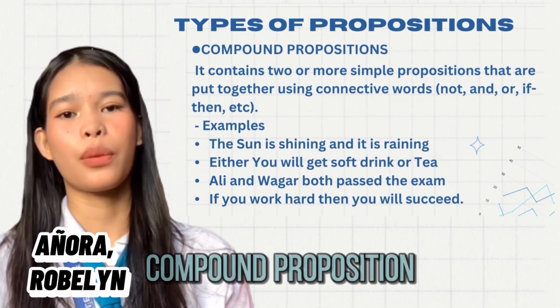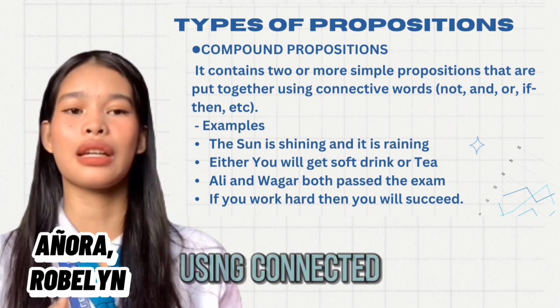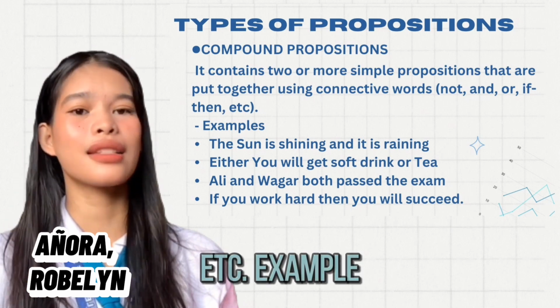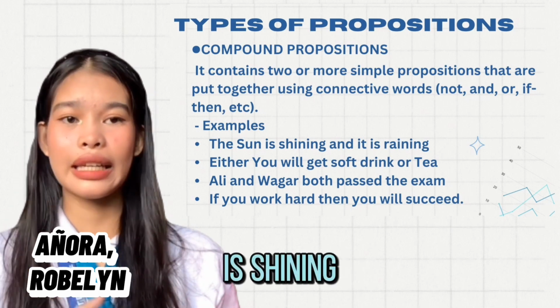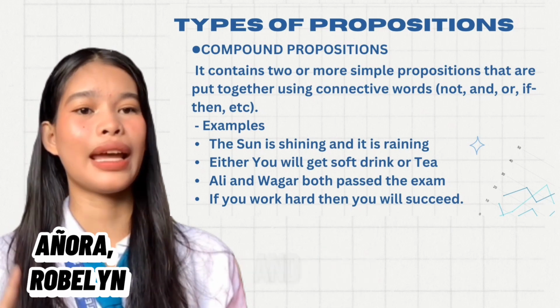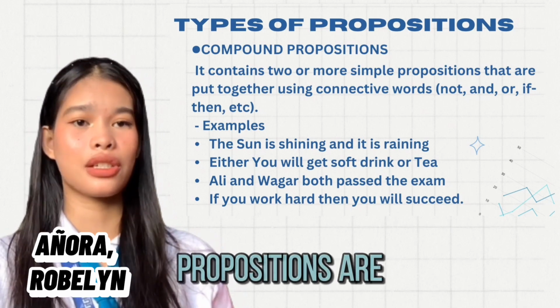Next is compound proposition. It contains two or more simple propositions that are put together using connective words like not, and, or, if, then, etc. Example: the sun is shining and birds are singing. The connective word that we use here is the word and. This compound proposition is true only if both individual propositions are true.